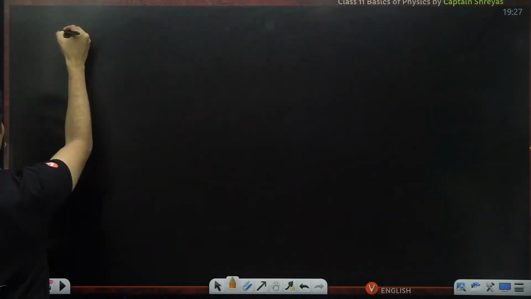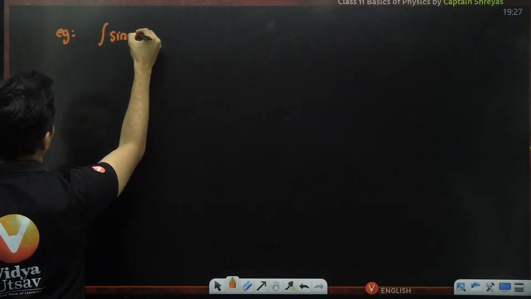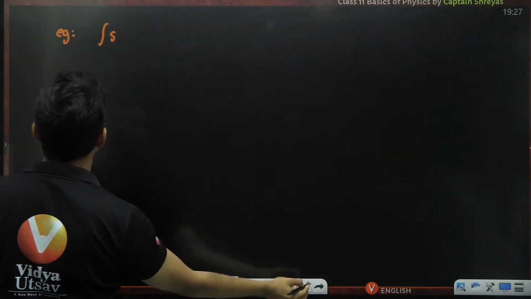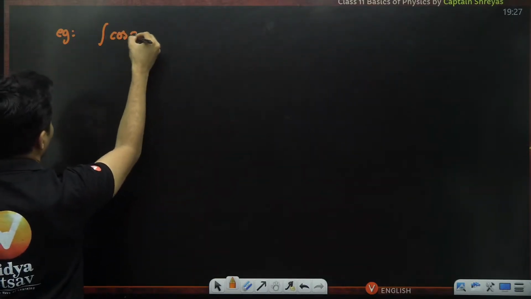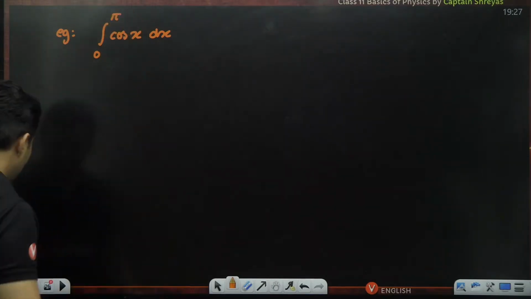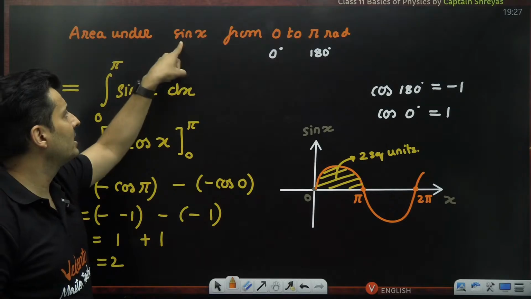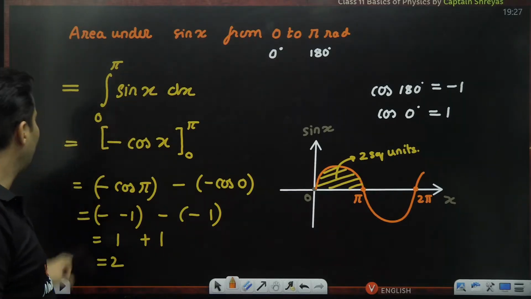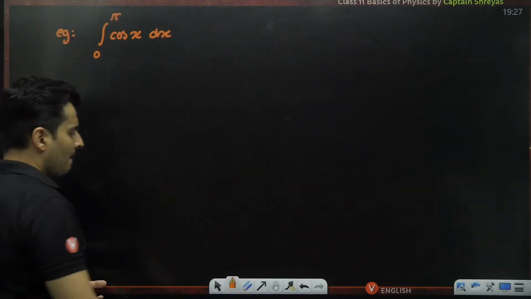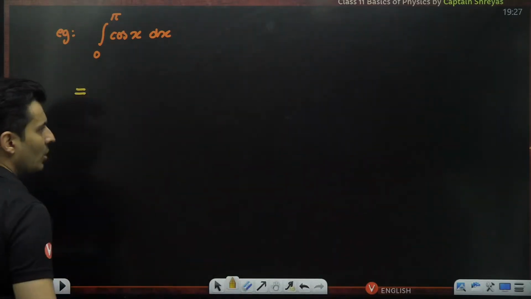Imagine I tell you, can you find the integration of cos of x dx, 0 to pi? Same question, but the function has been changed. Instead of sine, I have made it cos. Now, obviously, you can do it properly.